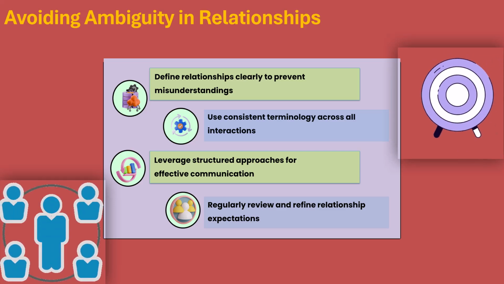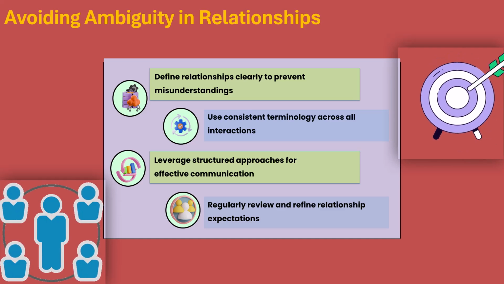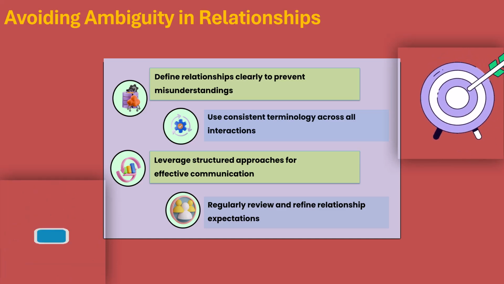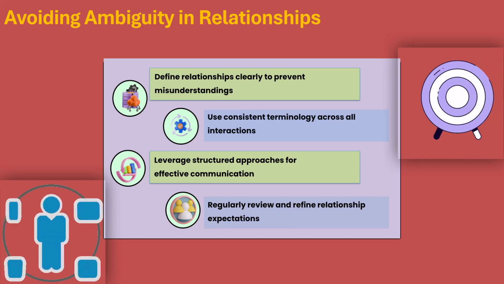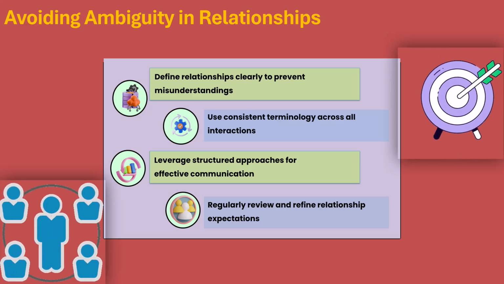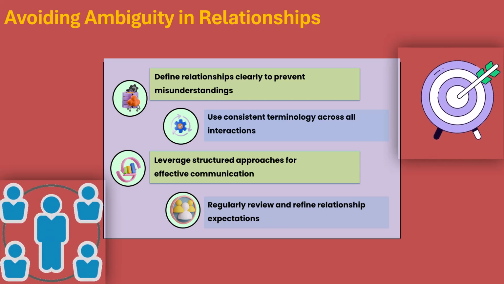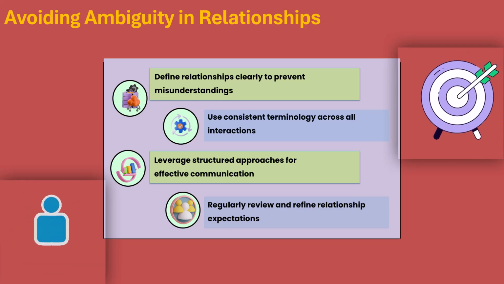Ambiguity in relationships: a recipe for disaster. First, we need crystal clear definitions to avoid confusion. Using consistent language helps everyone stay on the same page. A structured approach ensures communication is smooth. Think of it as setting ground rules. And just like checking your GPS mid-journey, periodically reviewing expectations keeps everything on track.